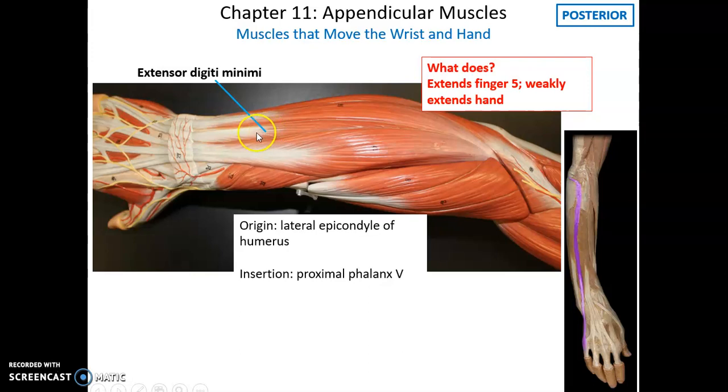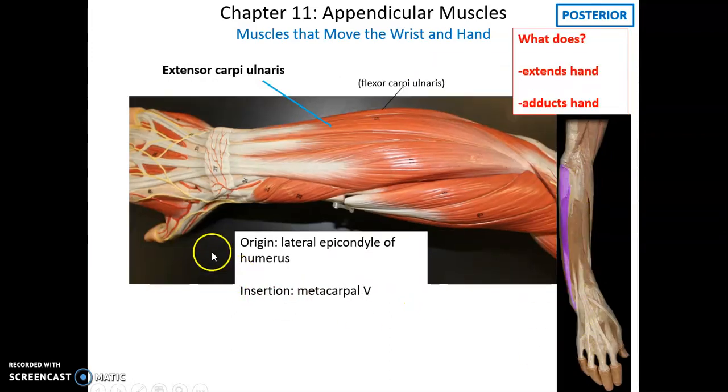Then from there we have extensor digiti minimi. This muscle goes from the lateral epicondyle of the humerus and inserts into proximal phalanx 5, and so it can extend finger 5, the pinky finger, and it can weakly extend the hand. Look at that muscle. And then we have extensor carpi ulnaris. Extensor carpi ulnaris goes from the lateral epicondyle of the humerus and inserts into metacarpal 5. And it can extend the hand and adduct the hand. So we have quite a number of muscles on the posterior side, all of them extensors of one kind or another.